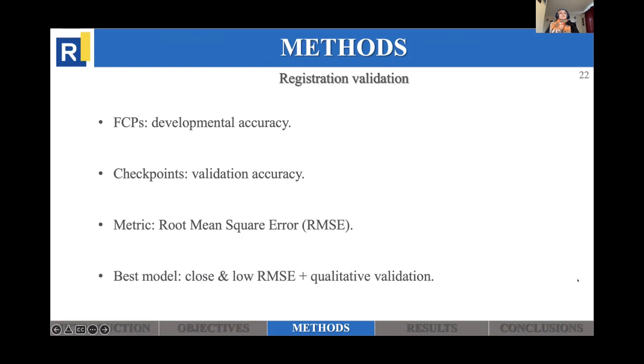So to validate the registration process, the final control points were used. This set was used to calculate developmental accuracy, and an external set of checkpoints was used to calculate validation accuracy. And the metric here is the root mean square error. So the best registration model is the one whose both accuracies are close to each other with low root mean square error, in addition to, of course, qualitative validation, in order to avoid the problems of over-parameterization.